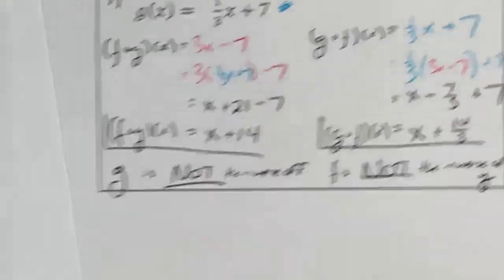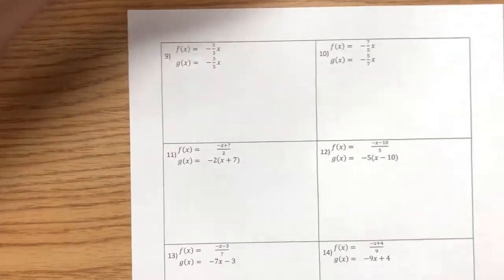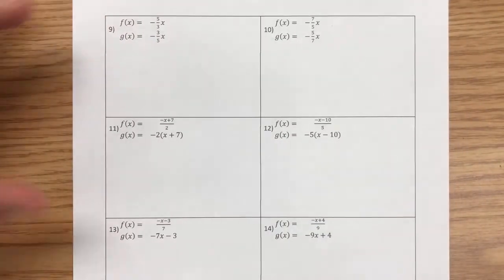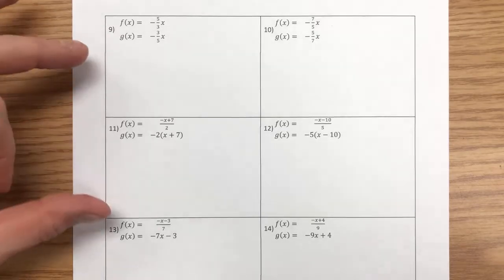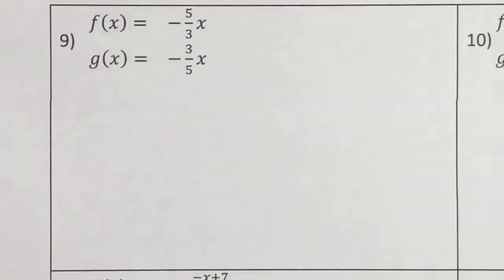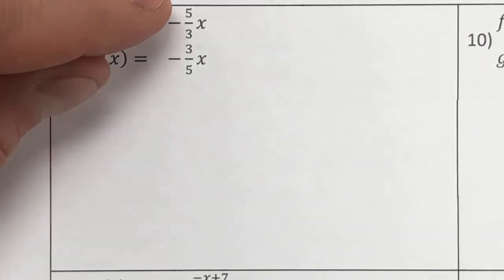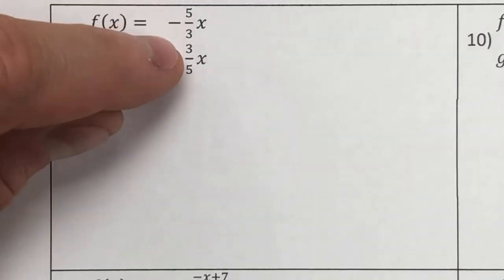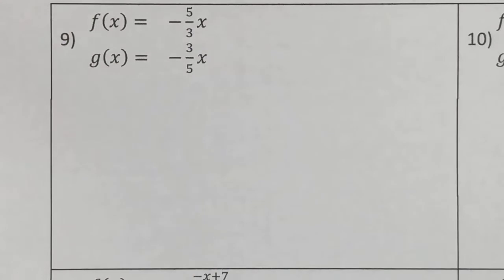So let's go ahead and pop off into our next set of problems. So take a quick peek and look at this one. We're going to take a look at number 9. Now number 9, what I see is a times 5 divided by 3, times 3 divided by 5. This looks like it's good.